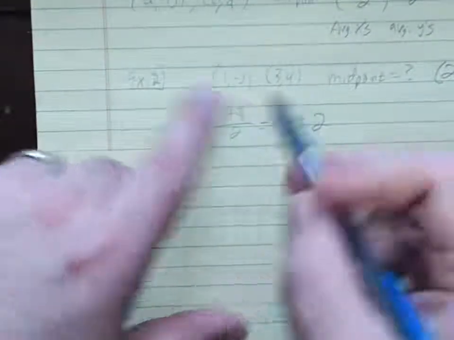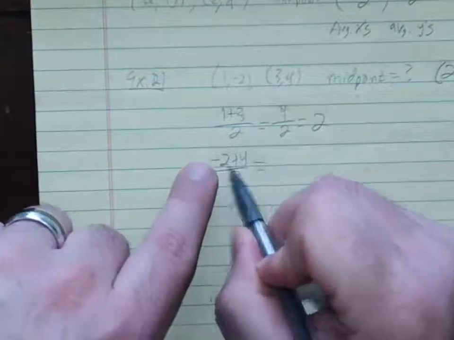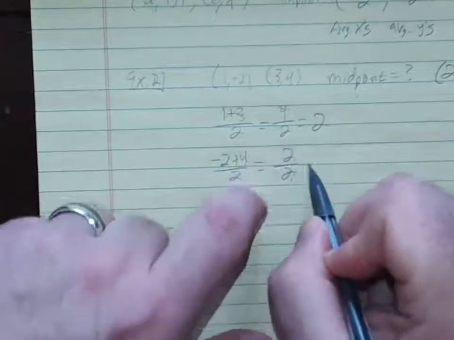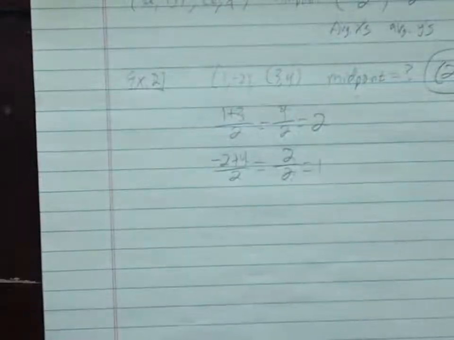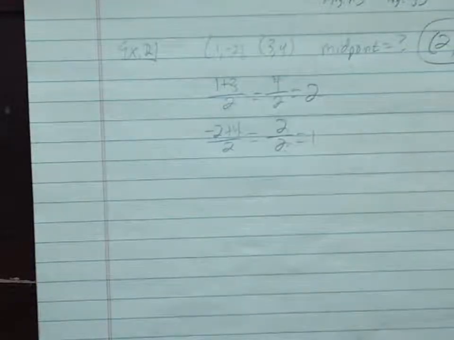Do the same thing with the y's. -2 plus 4 divided by 2. We're averaging it. Negative 2 plus 4 is positive 2. So we now have positive 2 over 2. 2 over 2 is 1. So the midpoint is 2, 1. That's it. That's all there is to it. I promise it doesn't get any more difficult than that.